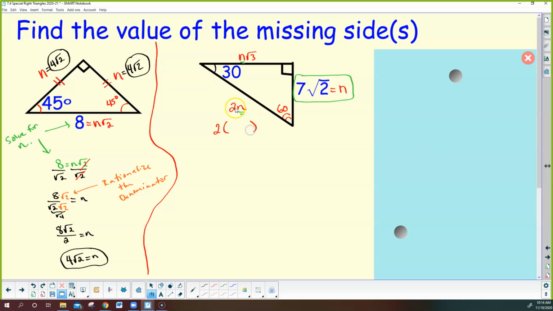So notice if I take 2 times n and I plug in the 7 square roots of 2, remember when we're multiplying, we're only multiplying the whole numbers together. So 2 times 7 is 14, and then you just leave the square root of 2. So there's my hypotenuse.